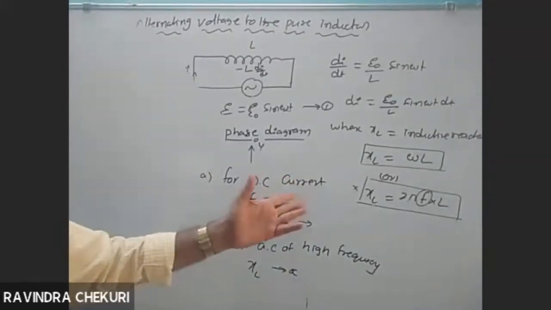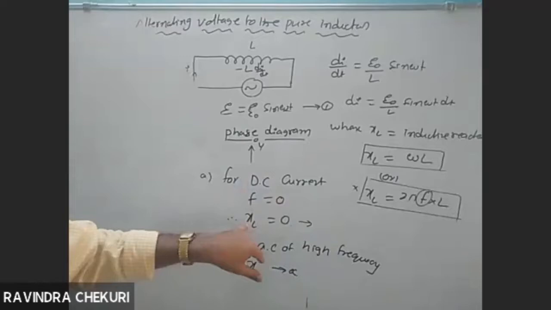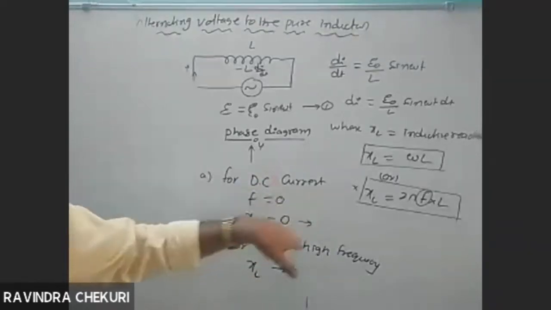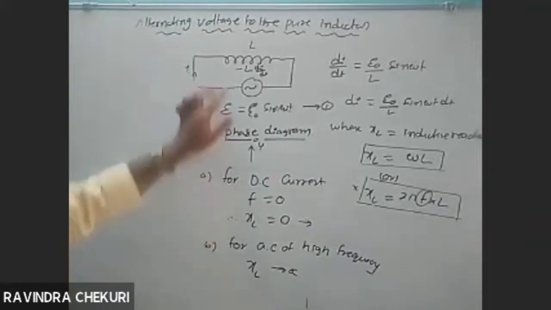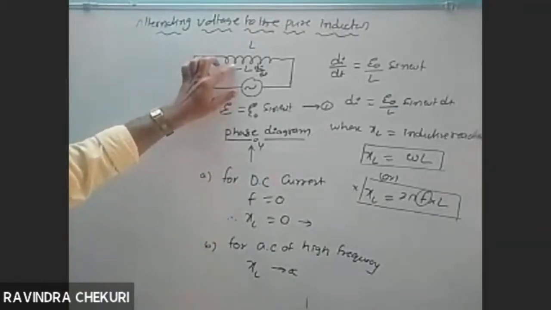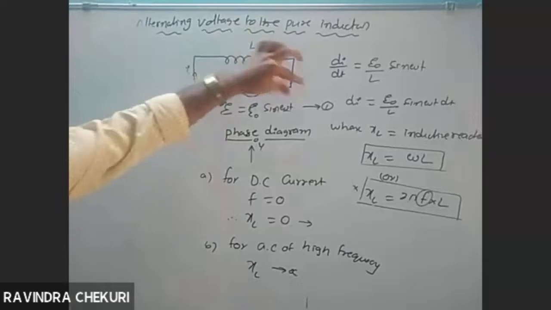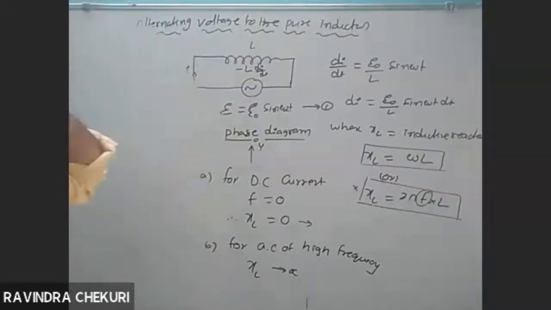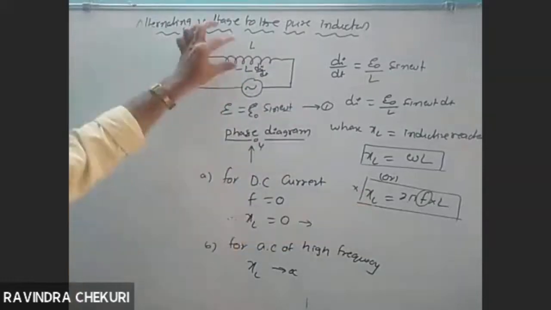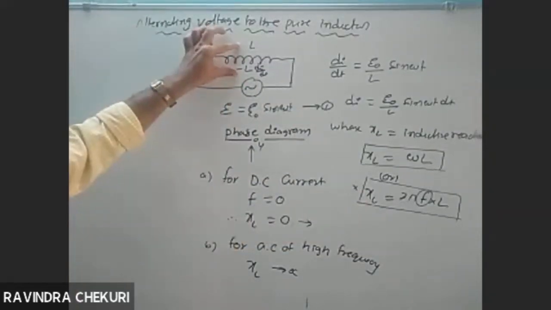Reactance is no opposition. Resistance is 0, no opposition. So current will flow. For a DC source, the inductor doesn't oppose, it allows current freely. For AC current only, the inductor opposes somewhat.